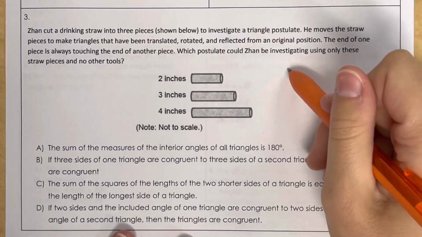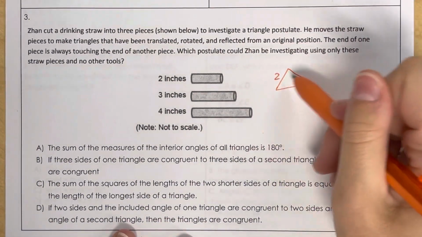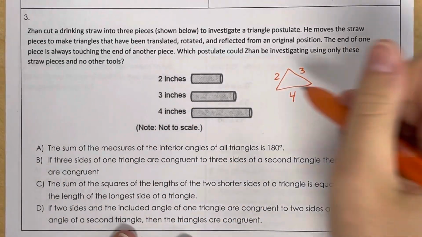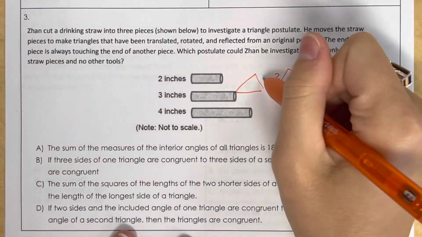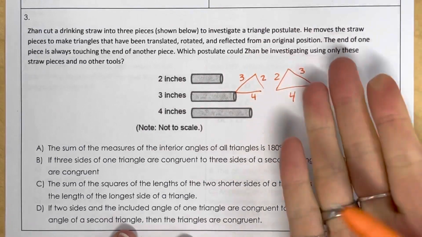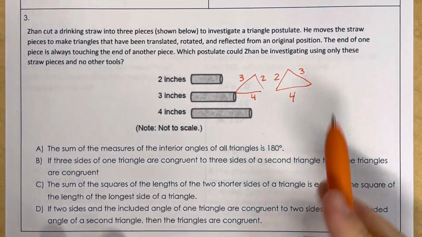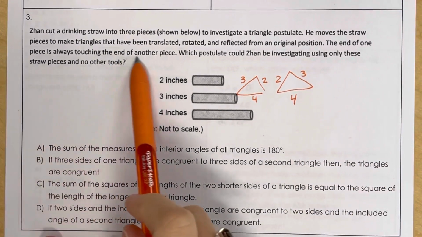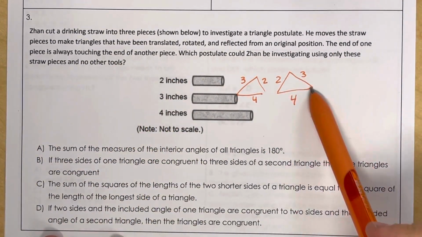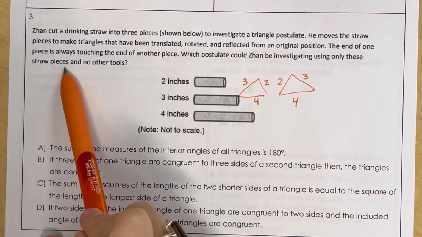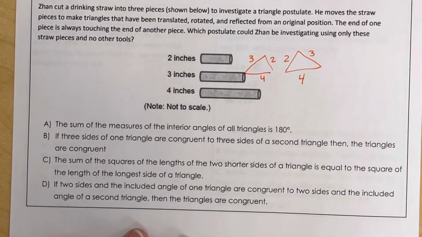So he's making a triangle essentially. 2, 3, 4, and he's taking that triangle, he's flipping that triangle over the other way. So he's doing something like this, right? Flipping it, he's translating it, he's moving it. The end of one piece is always touching the other end of another piece, so it always makes a triangle. Which postulate could Zane be investigating using only these straw pieces and no other tools?